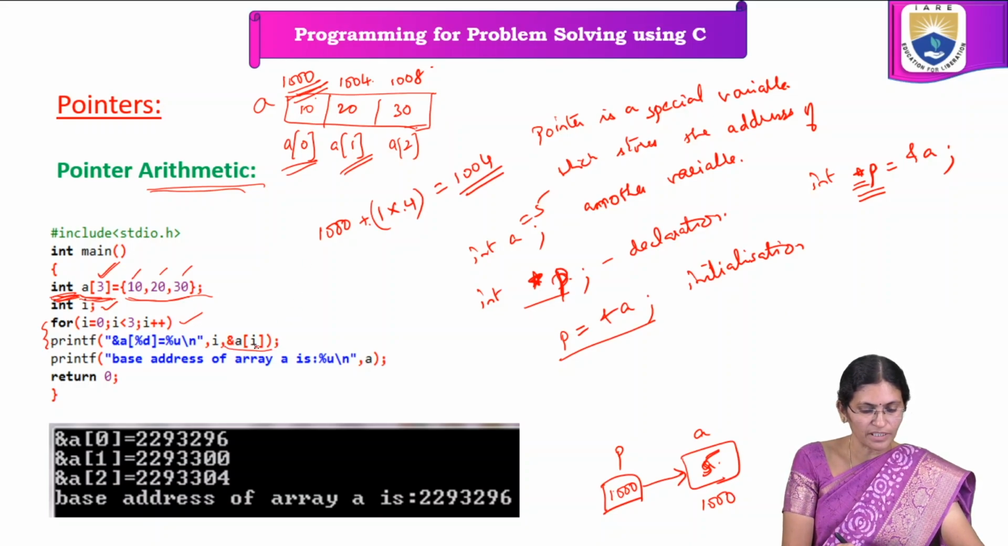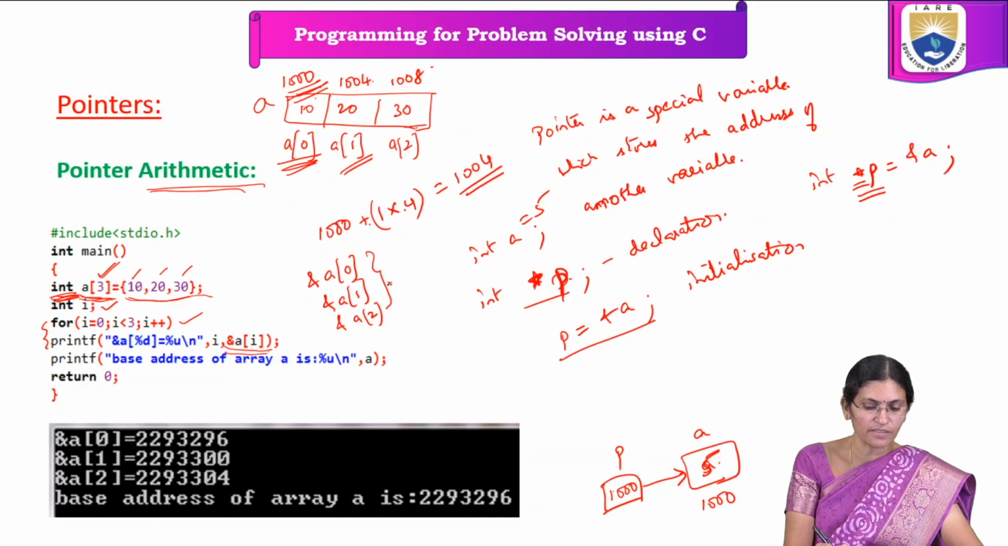The address of an element can be printed as follows. The first element is A of 0, and its corresponding address will be ampersand A of 0. The second element address will be ampersand A of 1, and the third element address will be ampersand A of 2. We can write all these statements in a for loop, and then the I value will iterate from 0 to 2. That is what the for loop given here does.